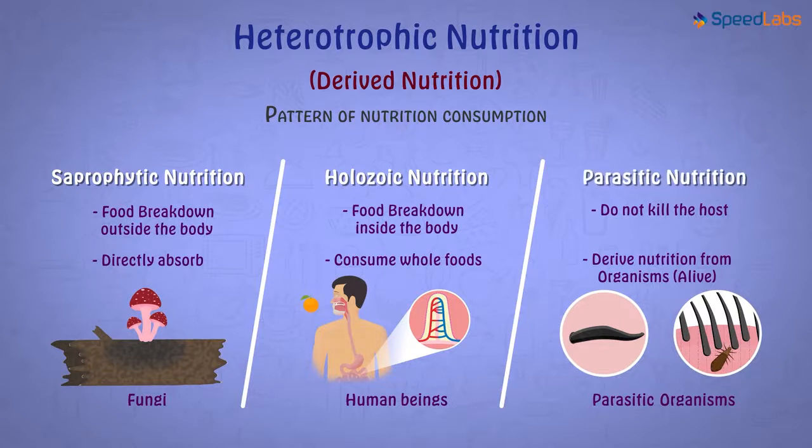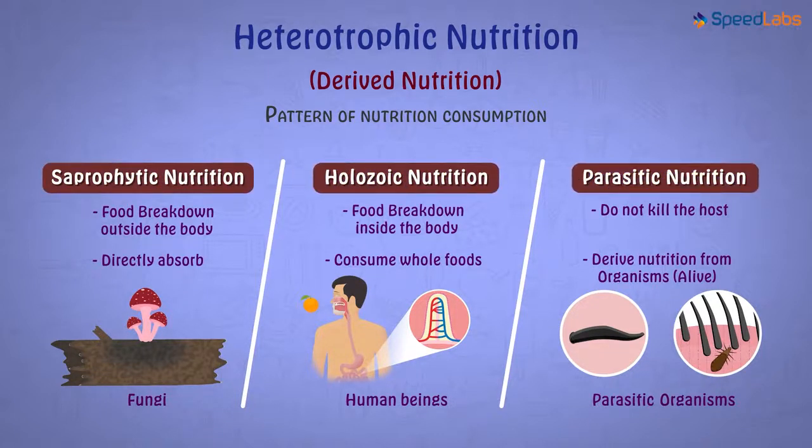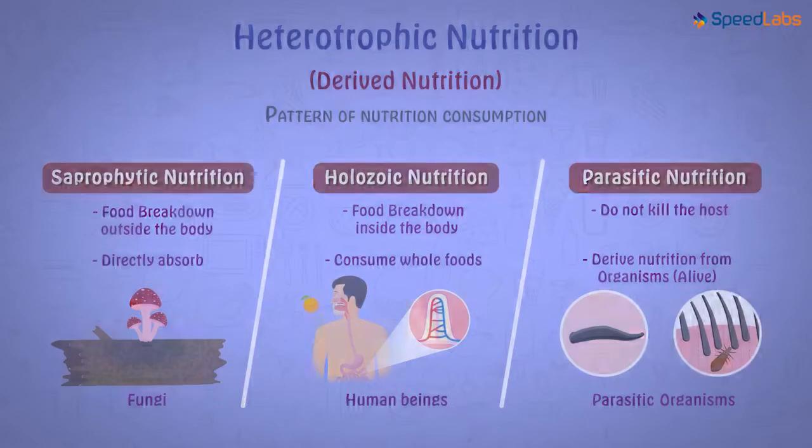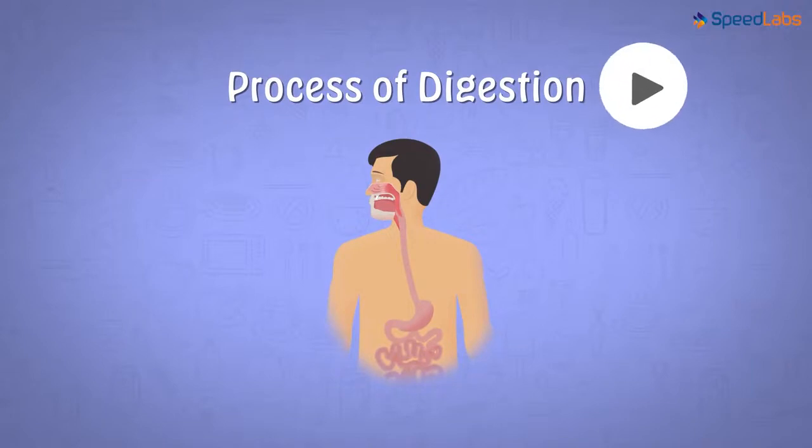This is how we categorize heterotrophic organisms on the basis of mode of consumption of nutrients. The three types include saprophytic, holozoic, and the parasitic nutrition. In the upcoming videos, let's get introduced to the process of digestion in detail.